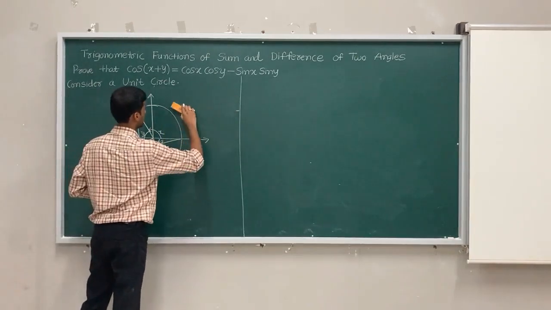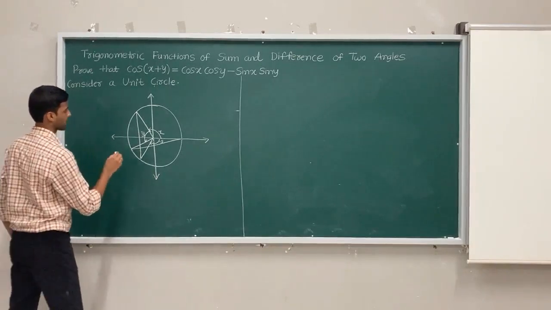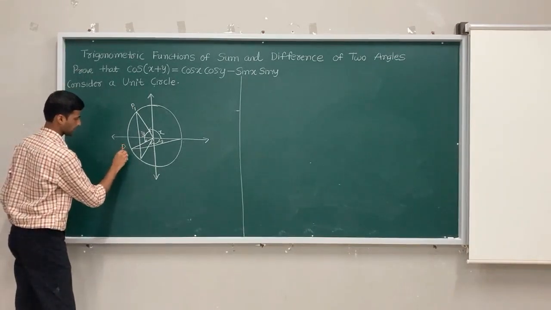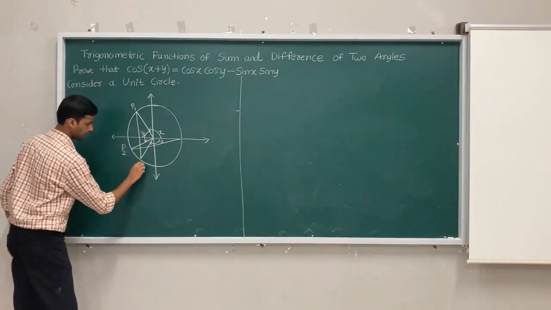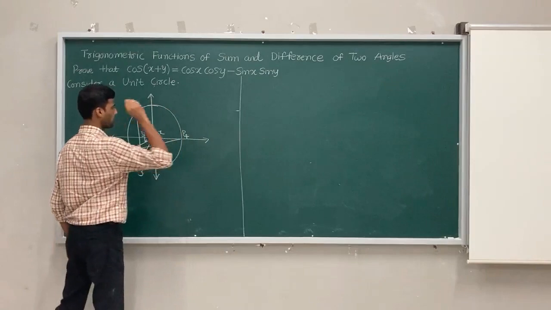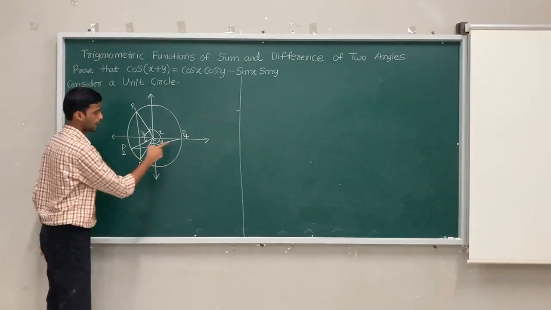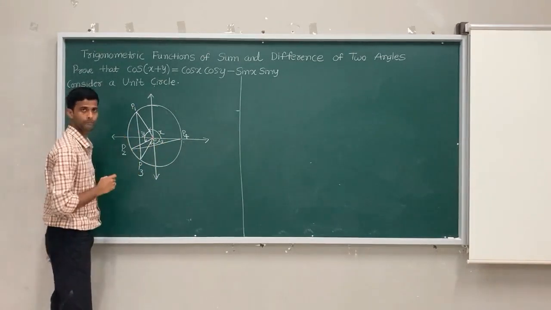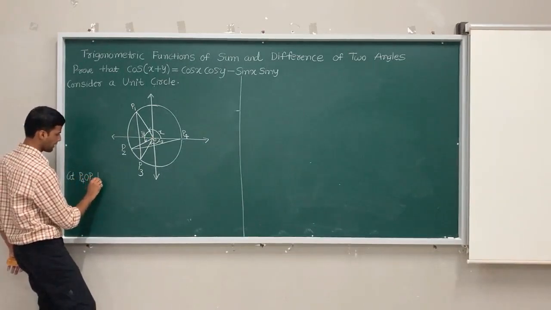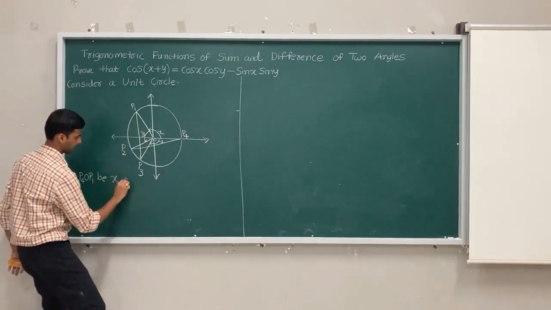Okay. Now I will write it here. I will write one thing. I will call this P1. I will call this P2. I will call this P3. I will call this P4. Okay. Now this is the angle at the origin. P4OP1. Okay. Let P4OP1 be what angle? Let P4OP1 be the x angle.